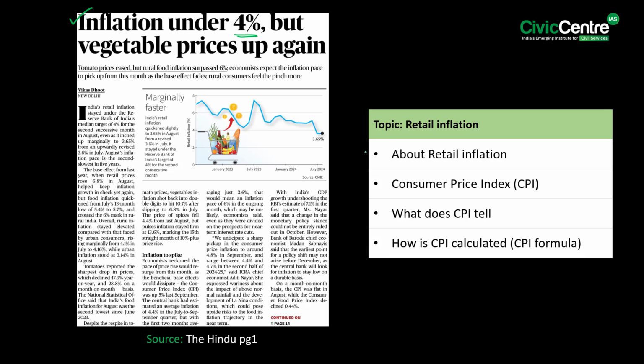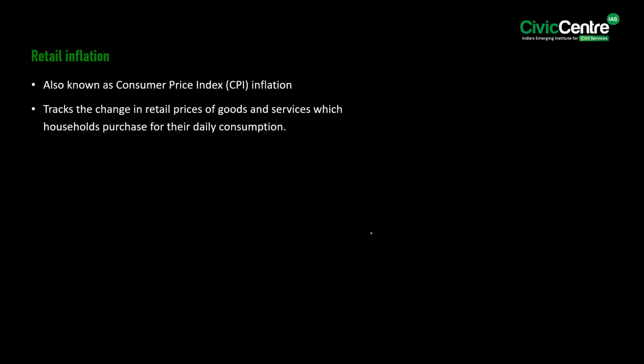In this context, let's know what is retail inflation. See, retail inflation, which is also known as the Consumer Price Index inflation, tracks the change in retail prices of goods and services which households purchase for their daily consumption.